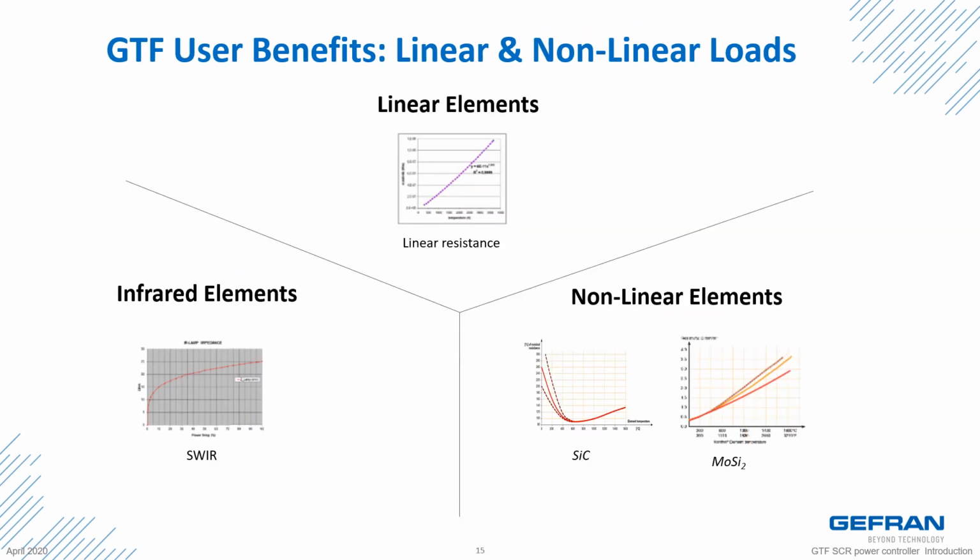Some of the benefits of the GTF is it can work with linear and nonlinear loads. A linear load might be a nichrome or an iron chromium type element. Nonlinear loads such as silicon carbide, molybdenum disilicide, and nonlinear elements such as shortwave infrared lamps.